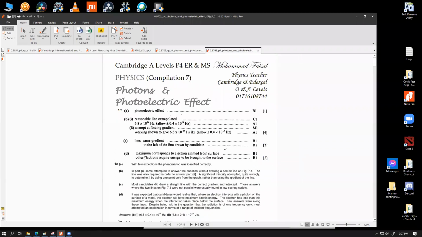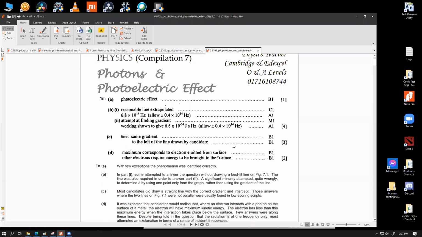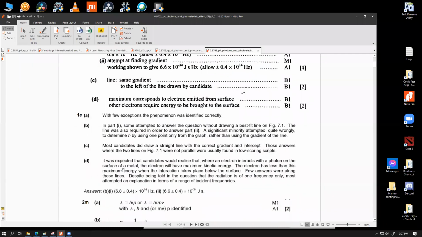Have a look. Maximum kinetic energy corresponds to the electrons emitted from the surface. Other electrons require energy to be brought to the surface. Pretty straightforward. If you have a look at the examiner's report, it was expected that candidates would realize that when an electron interacts with a photon on the surface of a metal, the electron will have maximum kinetic energy. The electron has less than this maximum energy when the interaction takes place below the surface.